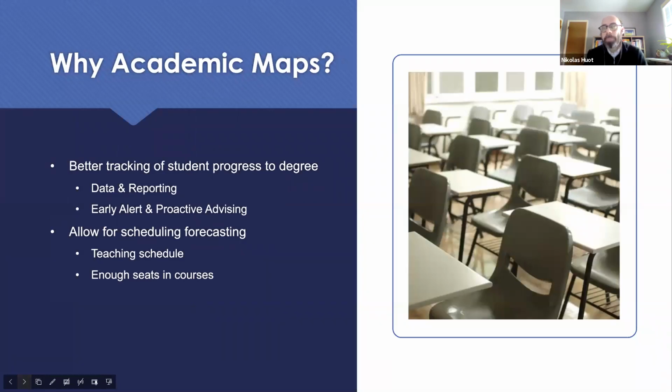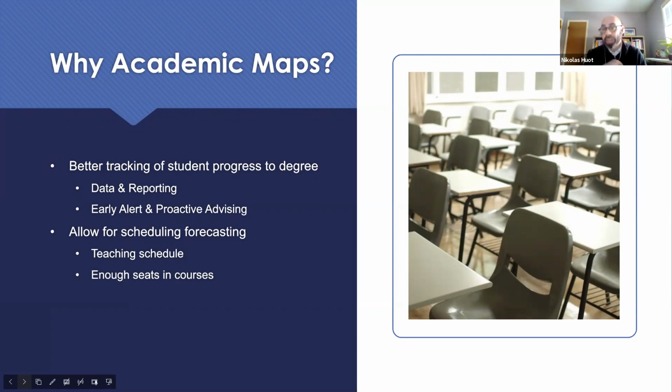And again, maps to me are great opportunities to include IR and data and reporting. And again, academic advising for early alert and proactive advising. They're great opportunities to really see the progress of your students towards their degree, as well as for scheduling, forecasting.